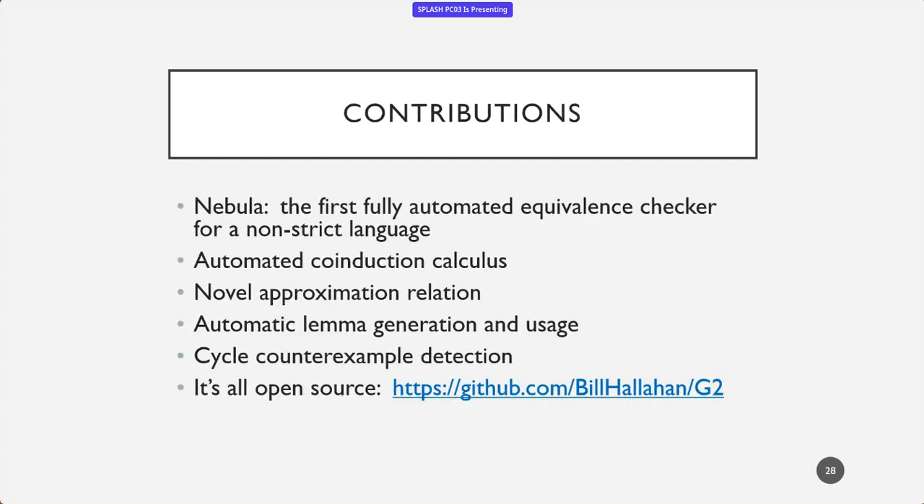To wrap up now, I'll summarize the contributions behind our work. We introduced Nebula, which is the first ever fully automated expression equivalence checker for a non-strict functional language. Nebula relies on a novel, fully automated coinduction calculus for proving equivalences. To support that coinduction calculus, we introduced a novel approximation relation between expressions in a functional language. And also to support coinduction, we introduced a system of generating and using lemmas. And we also introduced a technique for detecting cycle counterexamples during symbolic execution.